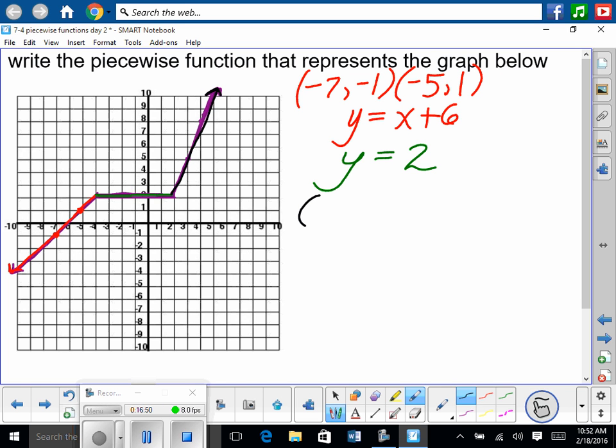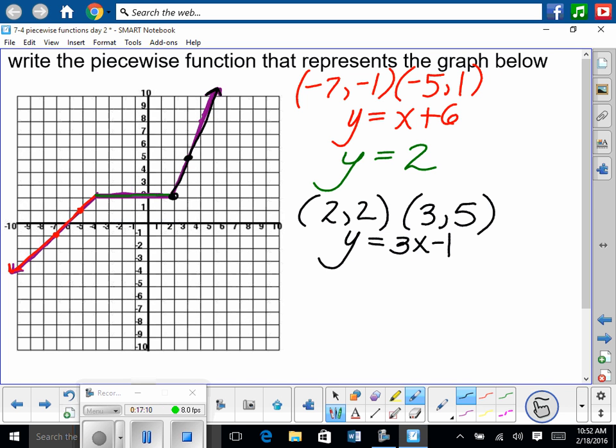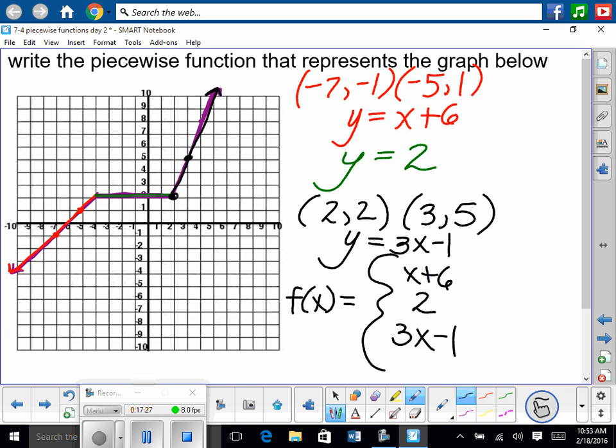So I'm just going to use that same method I used. Find some whole number points. So over 2, up 2, that's a point on the line. And then over 3, up 5, that's another point. So type it in your calculator. Give me the linear regression line. 3x minus 1. So we have those 3 functions. So now we can write our piecewise function. So we have one function, f of x, is equal to, it has these 3 pieces. So it has an x plus 6, it has a 2, and it has a 3x minus 1. You type it into your calculator, and then it'll give you the linear regression line.